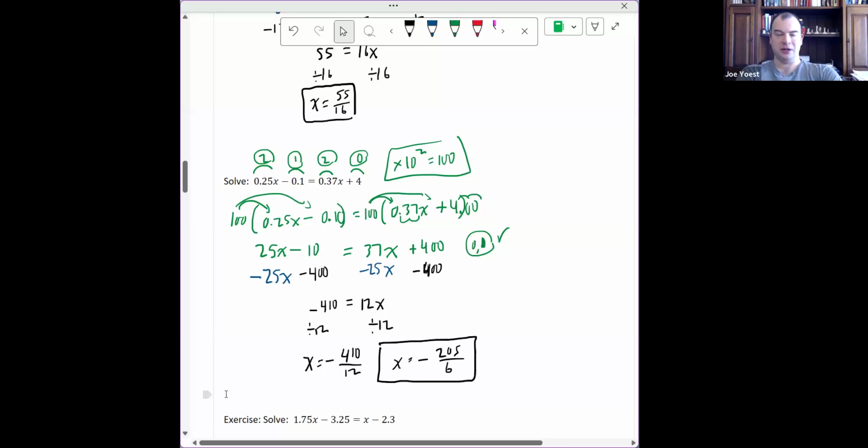And again, if we really wanted to, for some reason, we could turn this into a mixed number. And ideally we would go back and check our solution, but we're not going to do either of those steps. Any questions on this one?